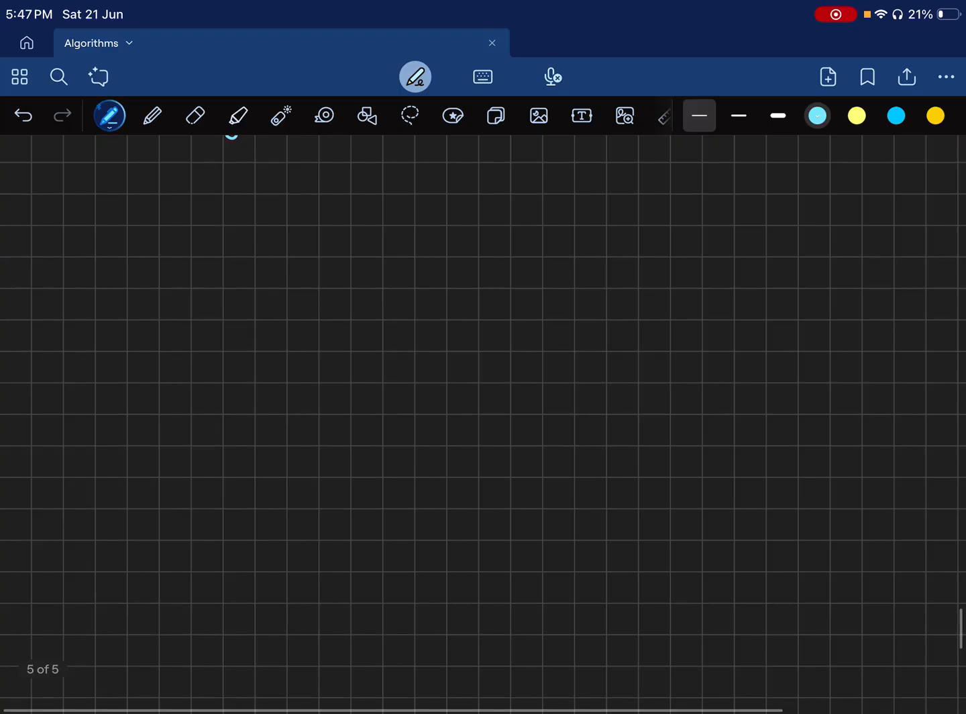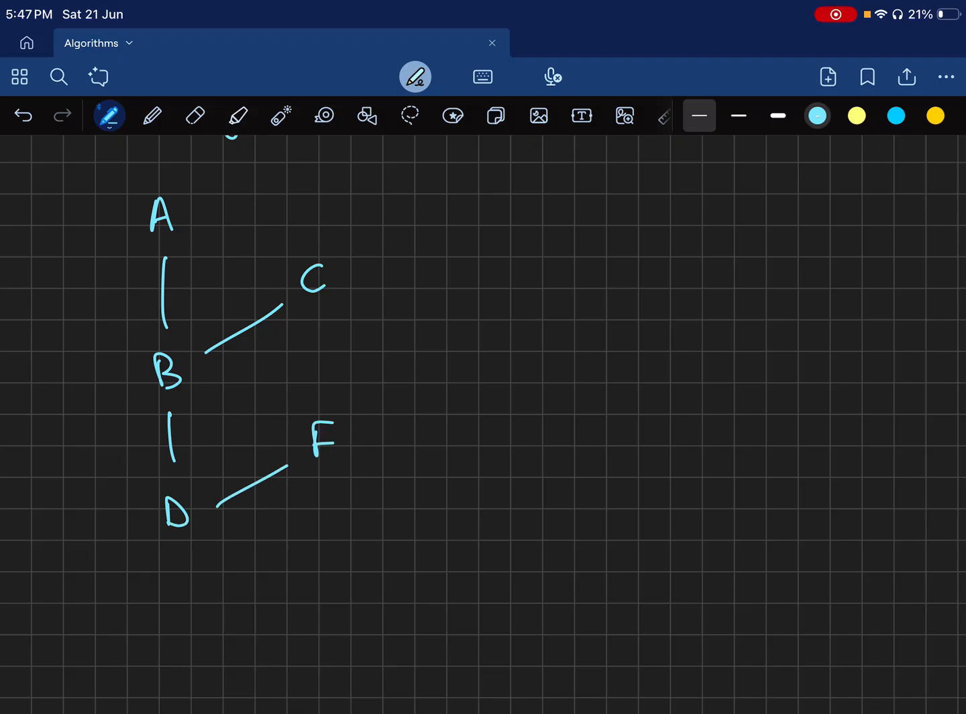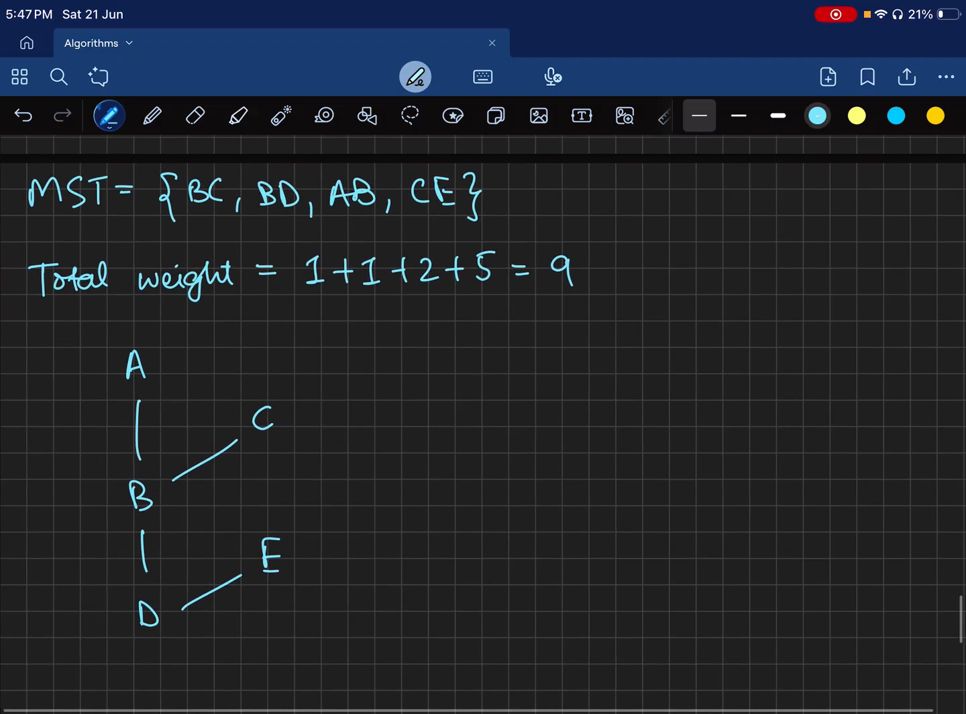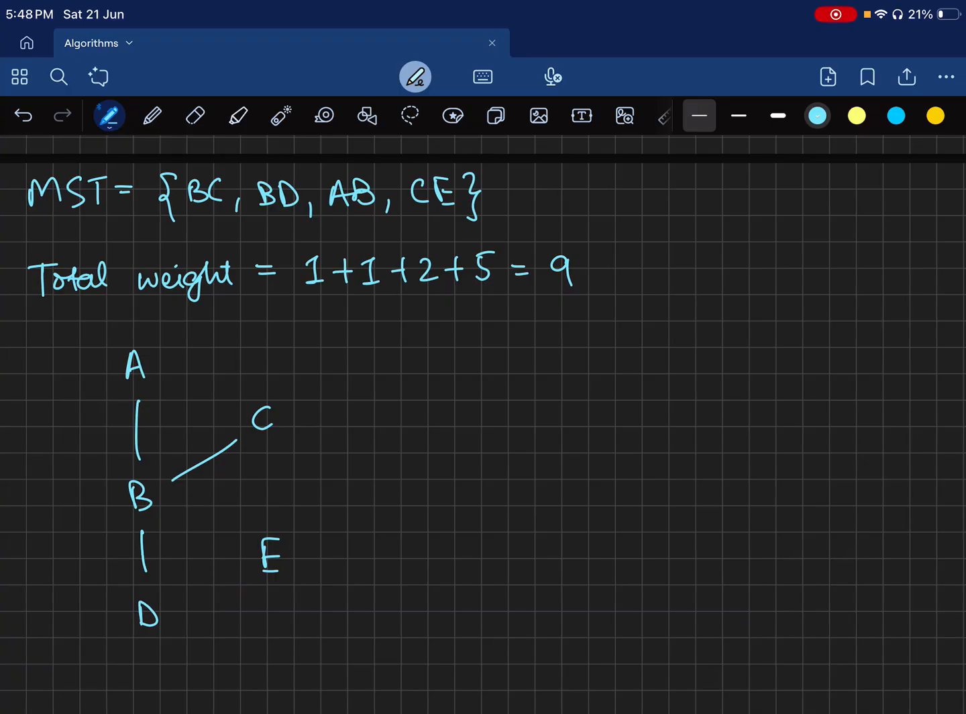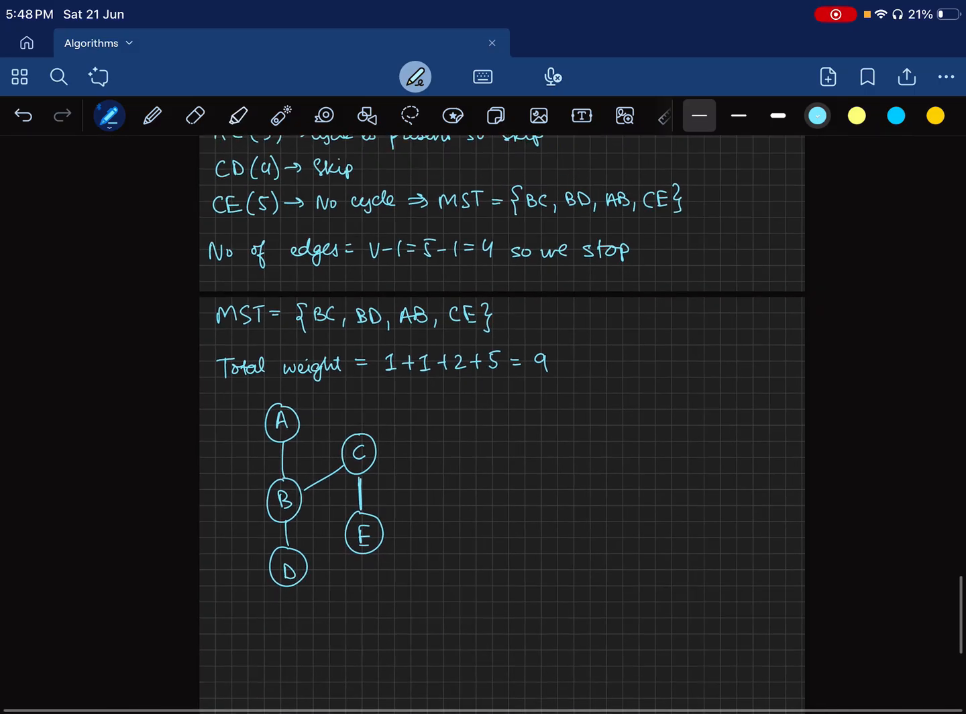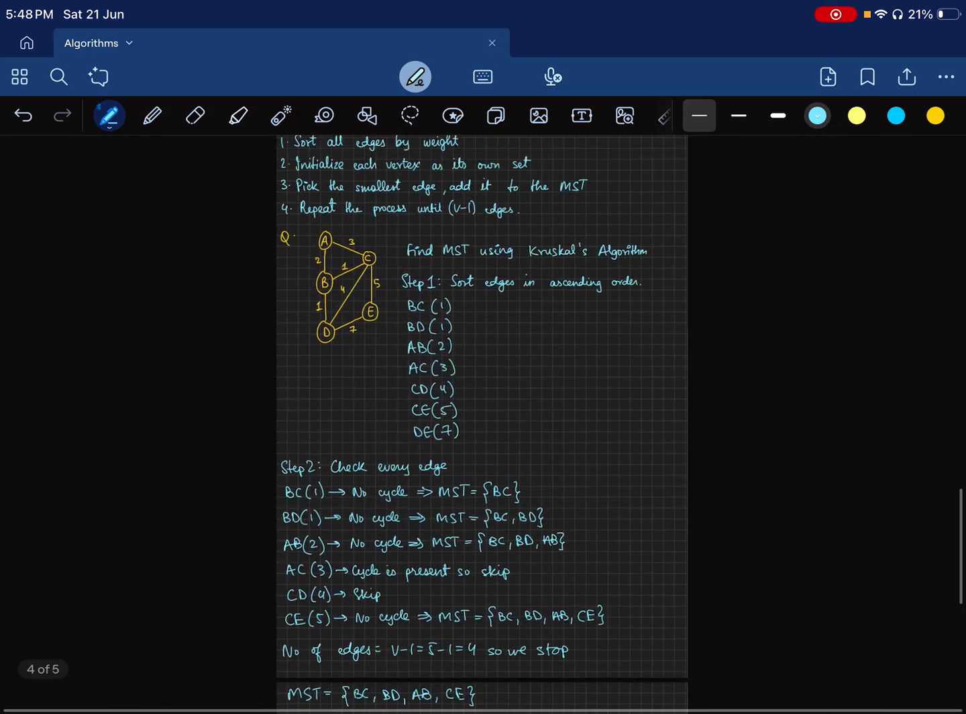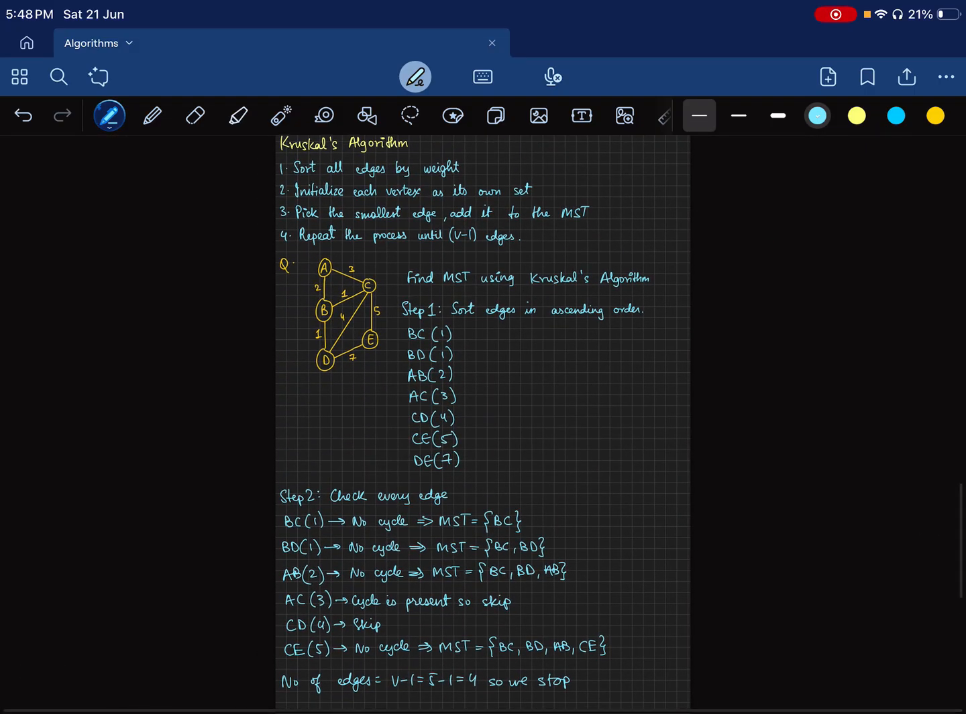Now let's draw the graph. So we get A, B, C, D, E. What all are there? BC, BD, AB, and CE. So these are our 4 edges which make the minimum spanning tree. Okay, so this is the minimum spanning tree using Kruskal's algorithm.